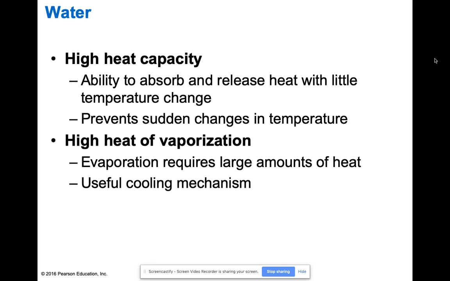So water has a high heat capacity. What does that mean? It's the ability to absorb and release heat with little temperature change. Essentially, this prevents sudden changes in temperature. So water is able to moderate its temperature quite well.